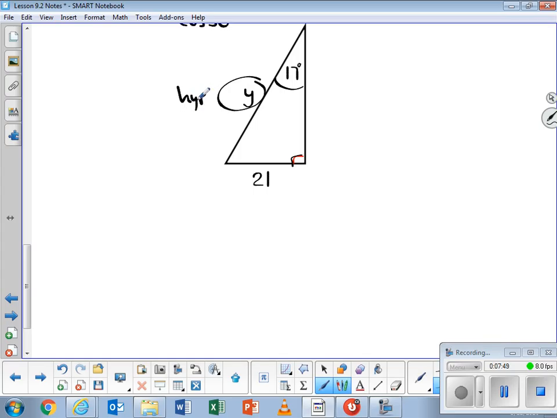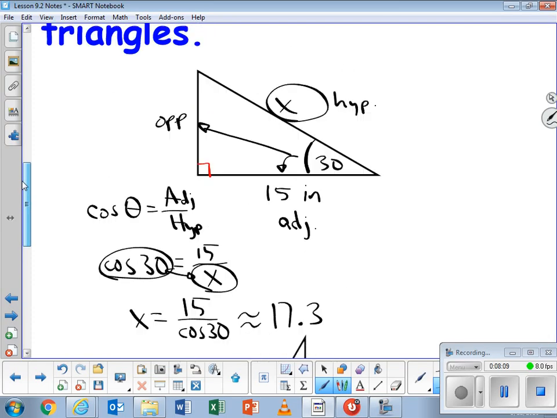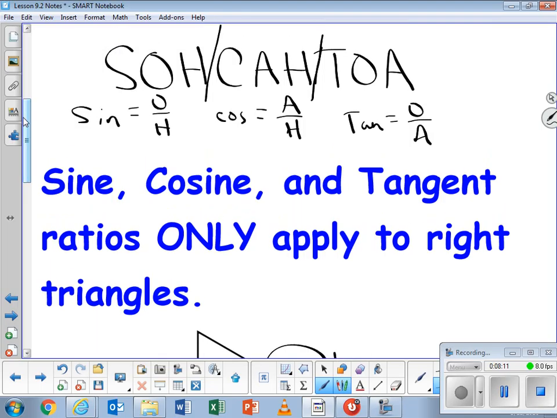Once we identify that, then we can say, okay, this is the opposite. This is the adjacent. Identify all those so that you know which trig ratio to use. We know nothing about the adjacent this time. We have the opposite and the hypotenuse. And so if we go back up, which ratio has opposite and hypotenuse? Sine.